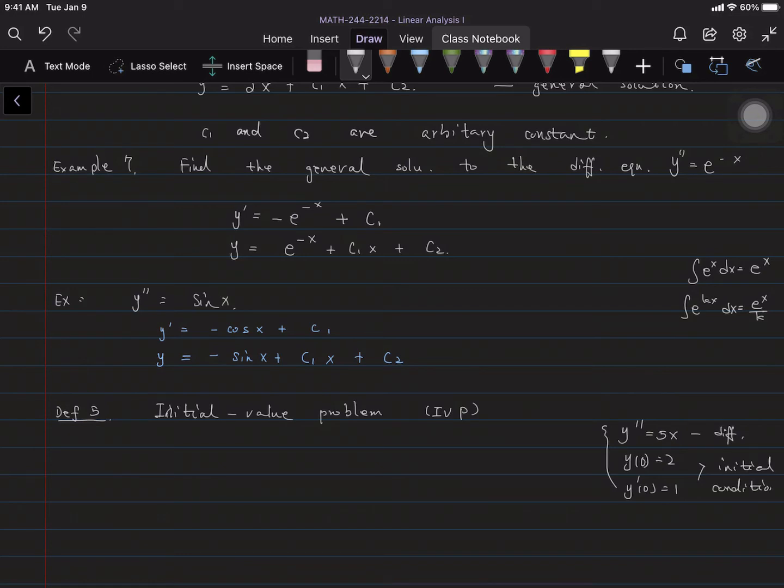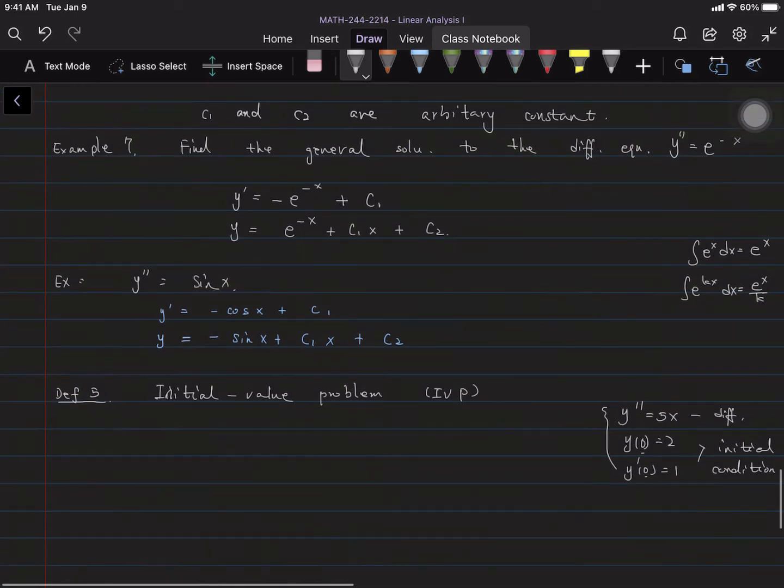Initial condition, do you know why? Usually, it's when t is 0. In physics, t is the variable, so t equals 0 means initial, so that's why we call that initial condition. Okay. This is called an initial value problem.